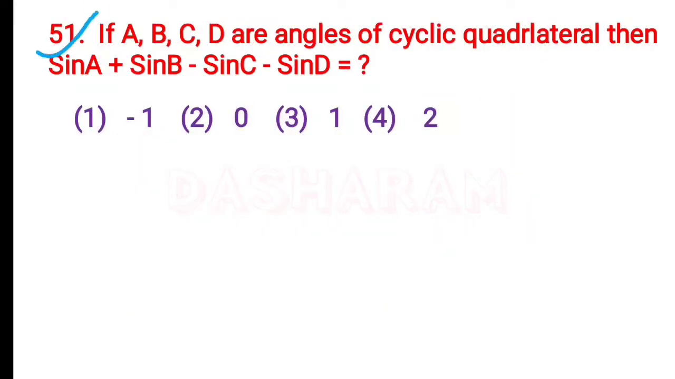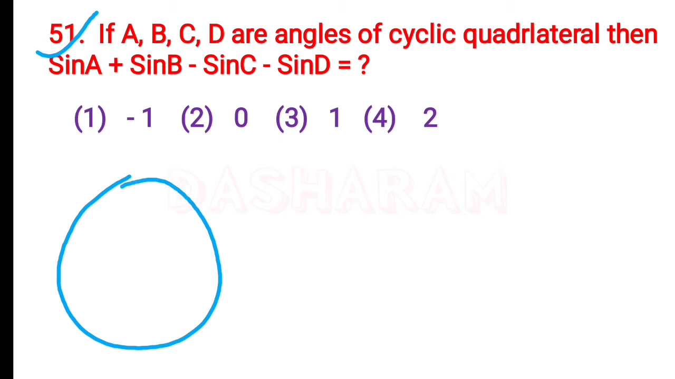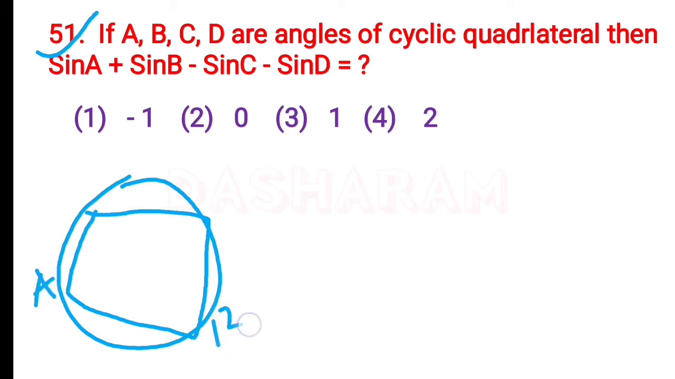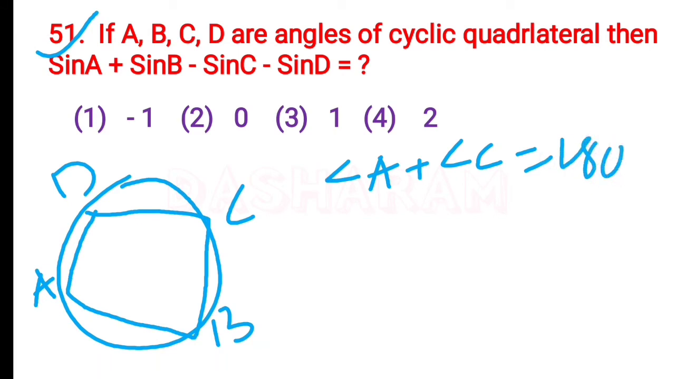51 question. If A, B, C, D are angles of a cyclic quadrilateral, what is the meaning of cyclic quadrilateral? A quadrilateral inscribed in the circle is called a cyclic quadrilateral. So all 4 vertices are on the same circle, and it has one important property, that is the sum of opposite angles is 180 degrees. So angle A plus angle C is 180, and angle B plus angle D is equal to 180 degrees.